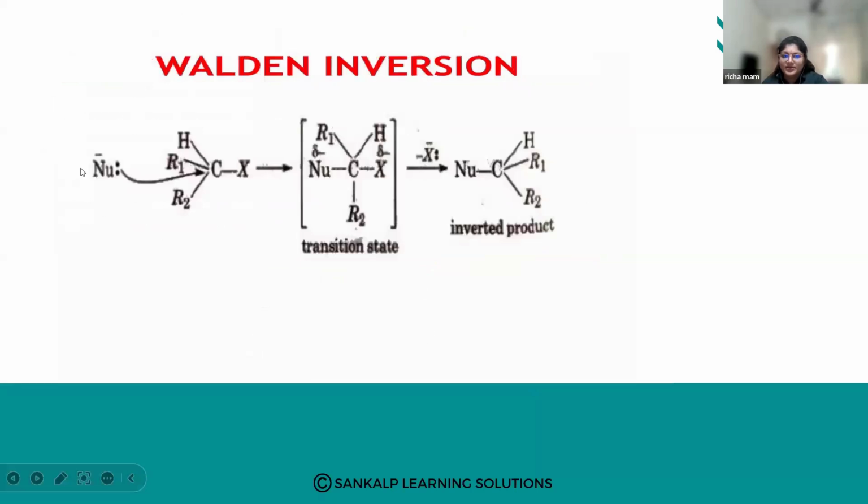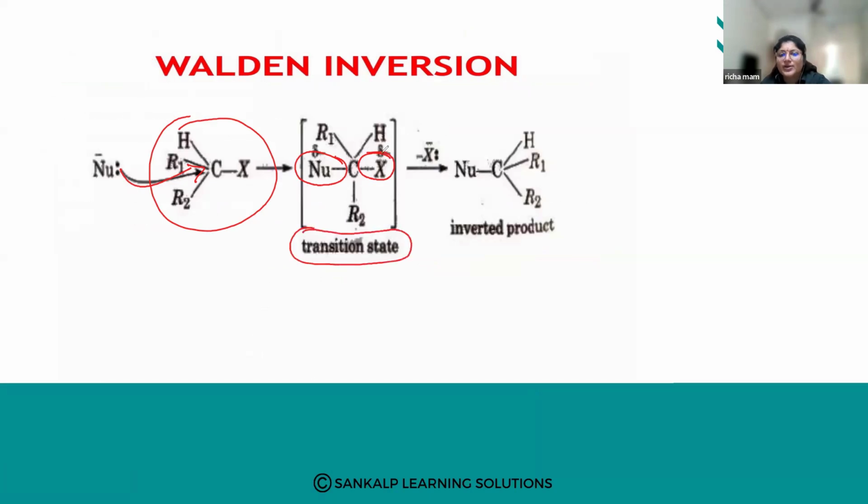So this is the Walden inversion. What I have explained to you: the nucleophile attacks from behind the alkyl halide. So the new bond is forming, the old bond is breaking, and it will undergo a transition state. The making and breaking of bonds take place simultaneously and you get an inverted product, which is called the Walden inversion.